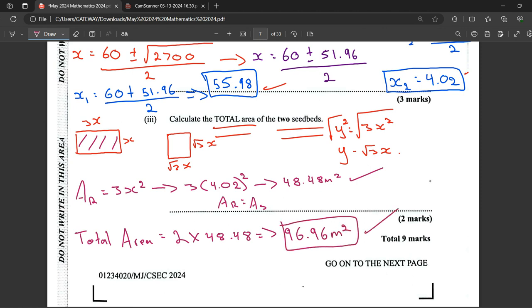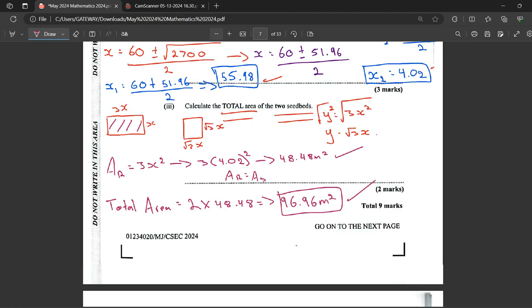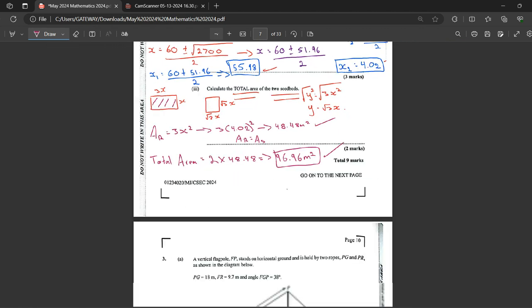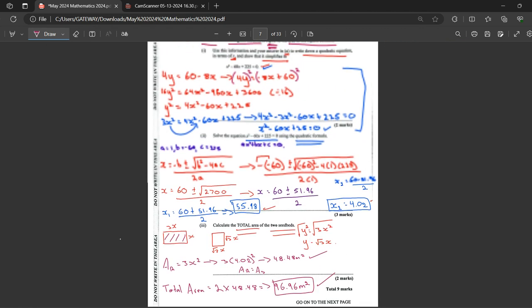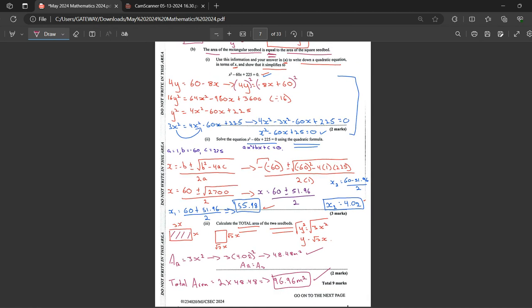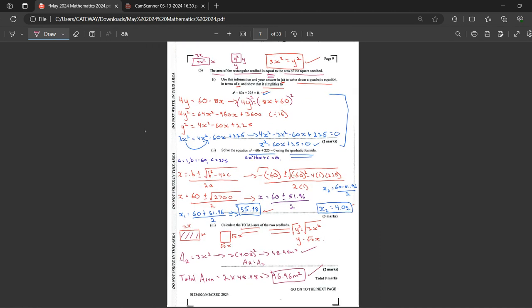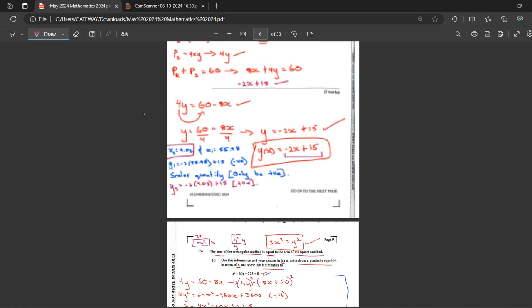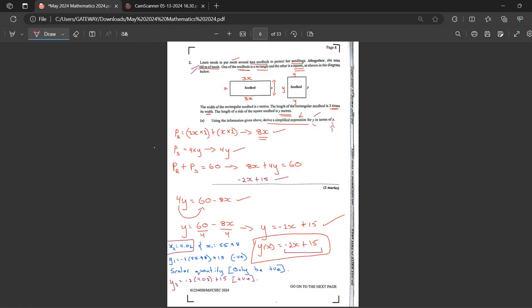Simple as that. So just a recap: that's basically the solutions for this part, part B. Let's zoom out a little bit. That's basically it there, and this is your solution for number 2, part E. That wraps up question 2 in the 2024 May-June paper.